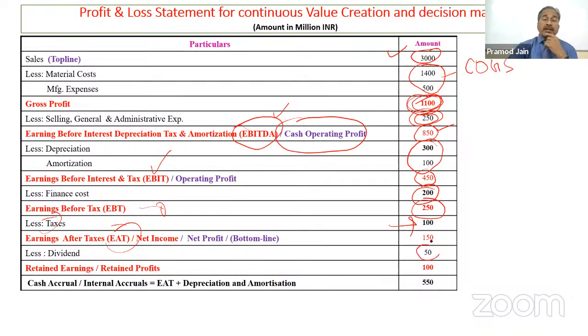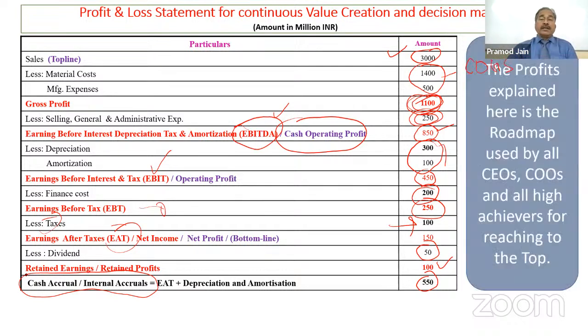From that, you minus dividend, and what remains in your hand is called retained profit or retained earnings. And when you total the profit after tax with the depreciation and amortization, what you get in your hand is known as cash accrual or internal accrual. So this is how, friends, you need to understand profit and loss as an independent director.